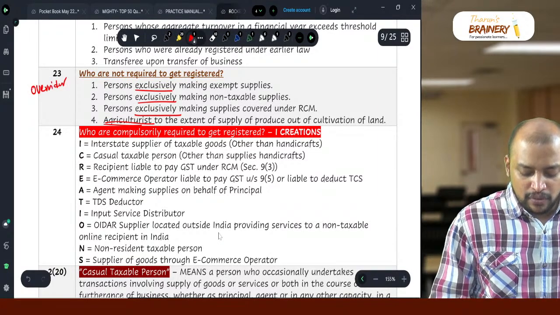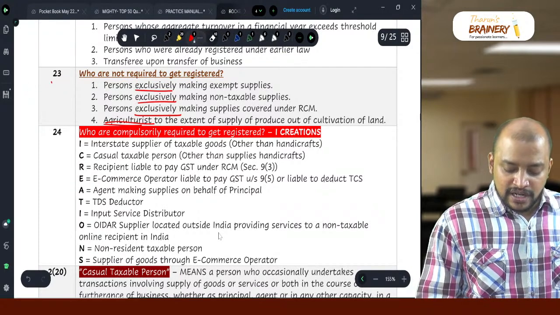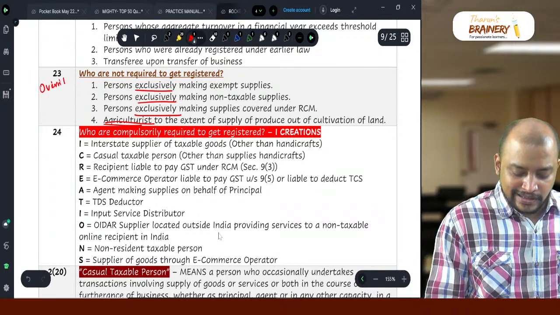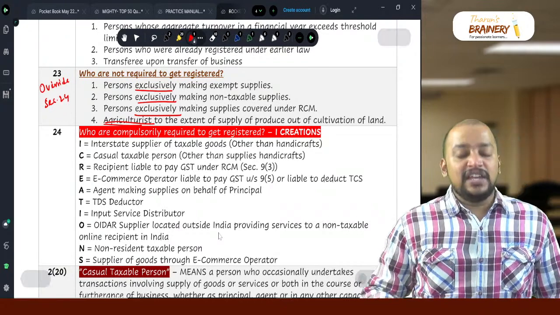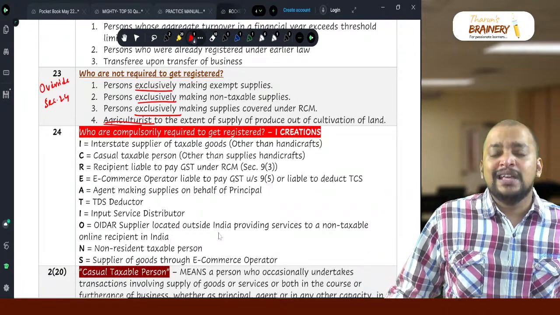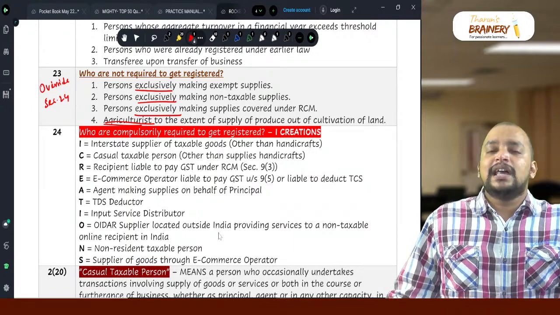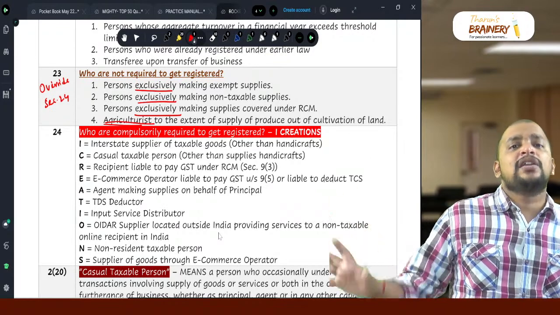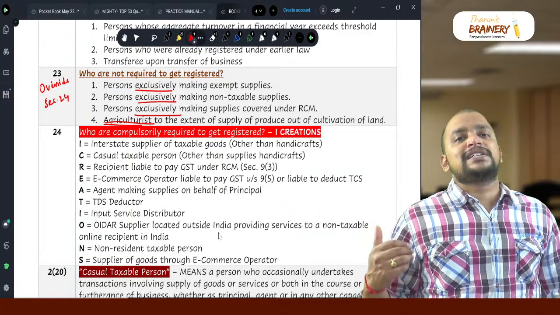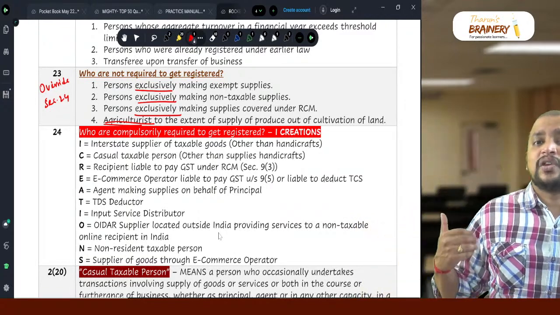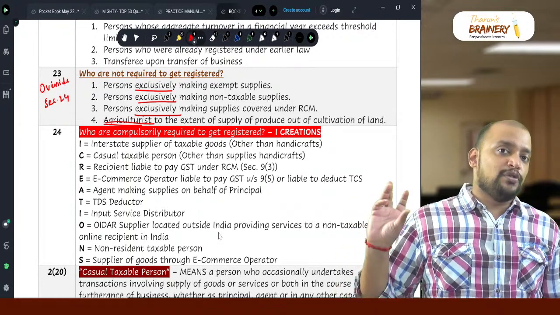Section 23 will override, okay. Section 23 will override section 24, which means that if a person is exempted from registration, they are exempted from registration only. Even though they are covered under section 24, they are exempted from registration only, and they are not required to pay any GST, okay. Because in section 24 it uses the words notwithstanding anything contained in section 22 subsection 1, but not 23, which means 23 will override 24.